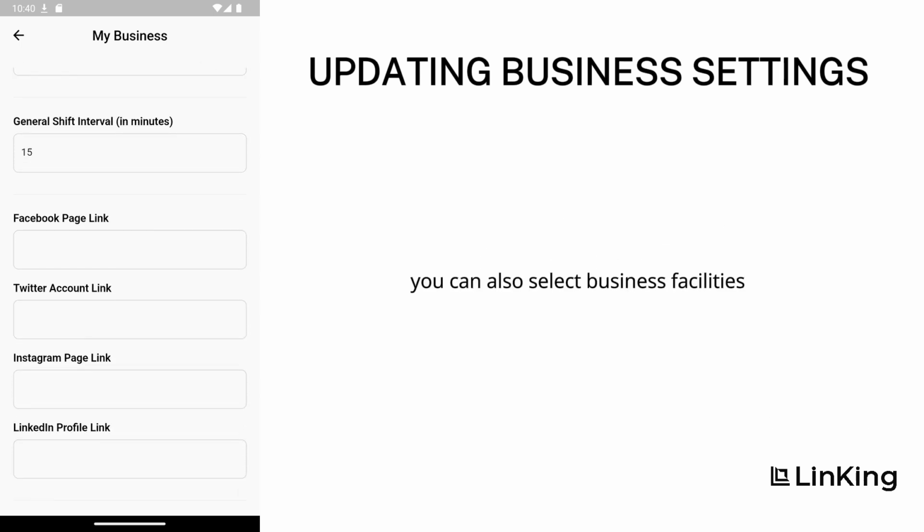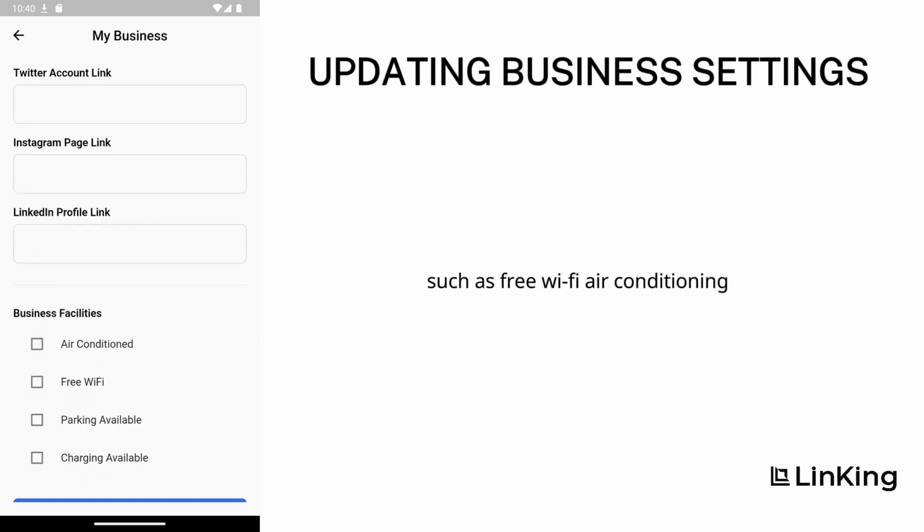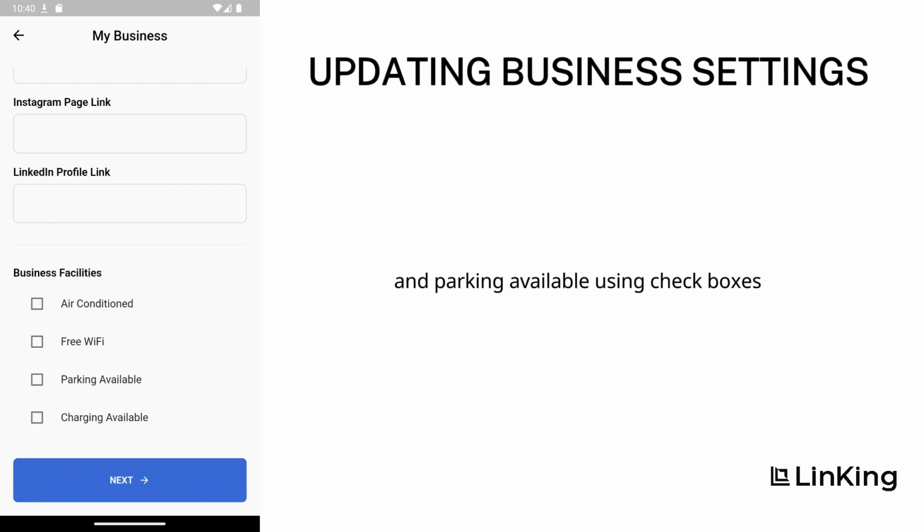You can also select business facilities such as free Wi-Fi, air conditioning, and parking available using checkboxes. Once you've updated these details, click Next to proceed.